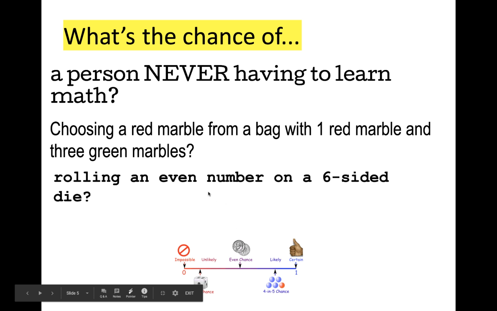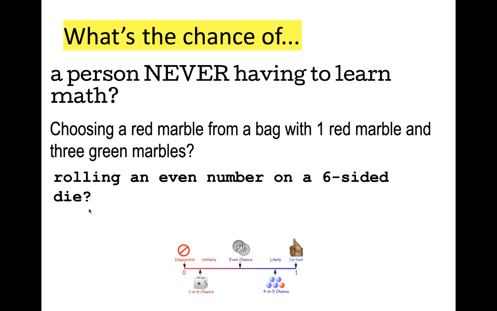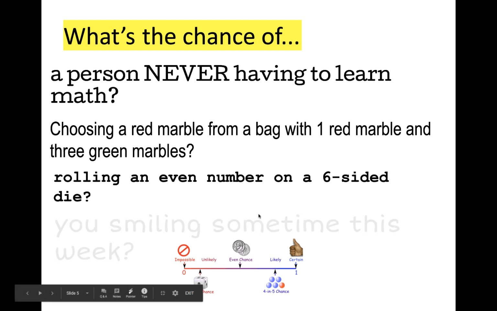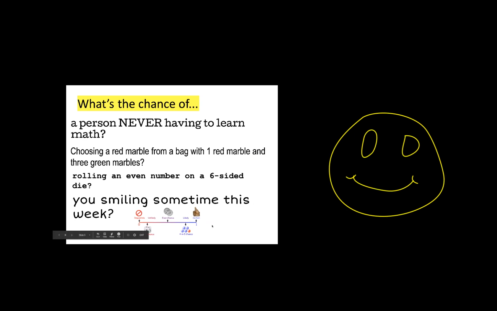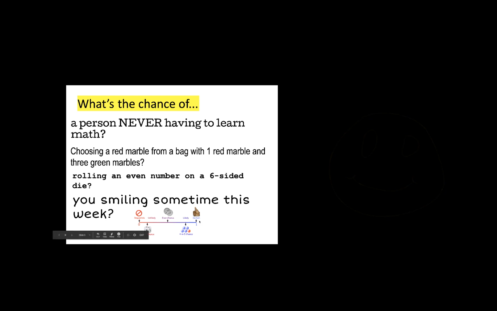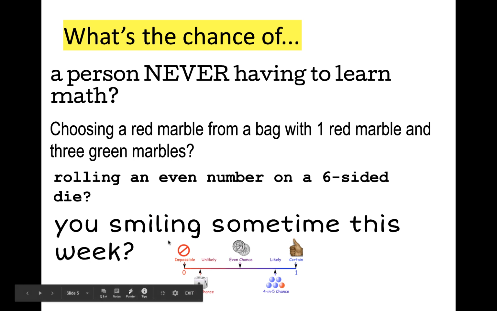What about rolling an even number on a 6-sided die? Well, how many even numbers are on a die? 2, 4, and 6. That's 3 out of how many total numbers are on a die? 6. So that's an even chance of happening. How about you smiling sometime this week? Where would that fall on this probability number line? That's certain to happen. Maybe me just saying the word smile made you smile. Or you're like, no, not at all, Miss Clover. But it is certain that you will smile sometime this week. That is a certain event. So again, all probabilities fall on this number line, including 0 and 1.